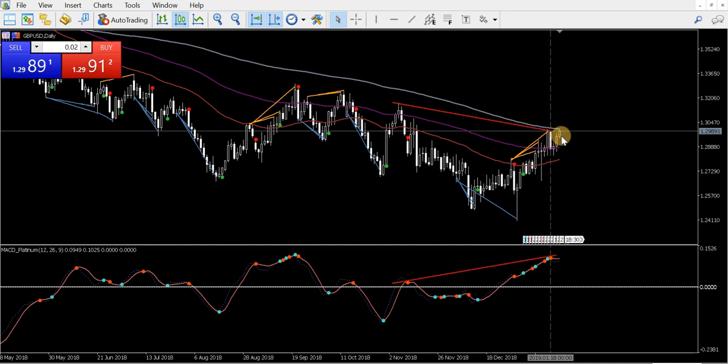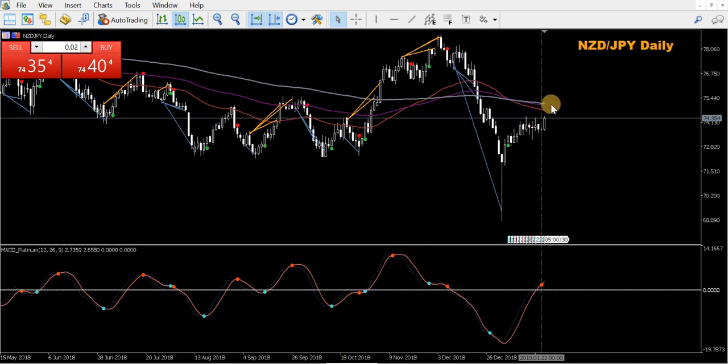Pound USD, this is heading up slowly. It's at the 240 LMA now, so just watch it, looking for a sell. That's my next sort of trade. Where are we? New Zealand, Japanese yen. Yeah, nothing doing here. It's above the zero level on the MACD Platinum, but it's just above the zero level. Again, this flash crash candle.